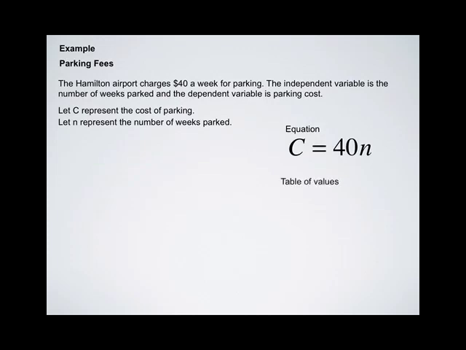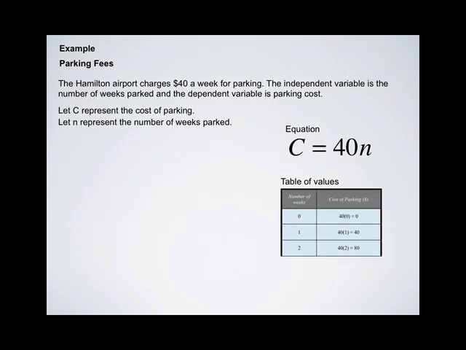A table of values would look like this, with the number of weeks being the independent variable in the left-hand column, and the cost of parking being the dependent variable in the right-hand column. For 0 weeks, it would cost you $0. For 1 week, it would cost 40. For 2 weeks, it would cost 80. For 3 weeks, it would cost $120. For 4 weeks, it would cost $160. And for 5 weeks, it would cost $200.